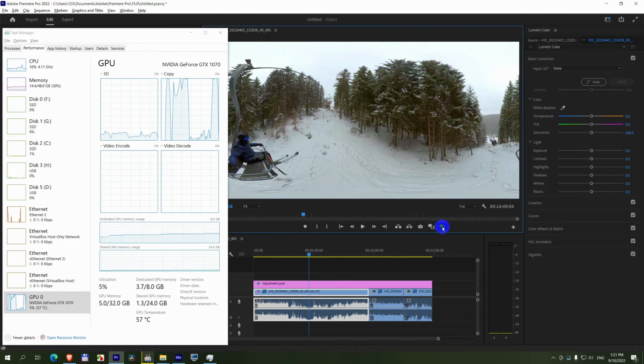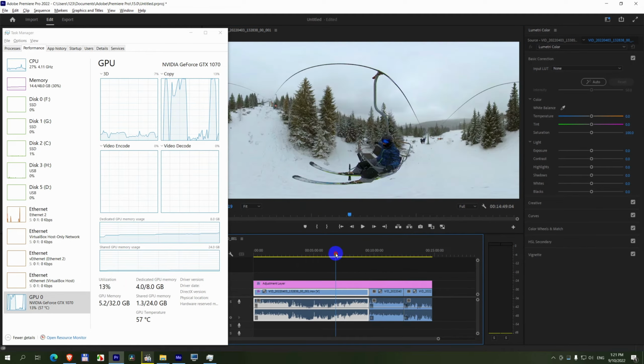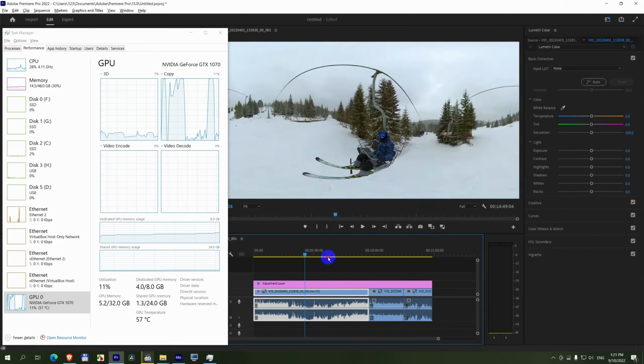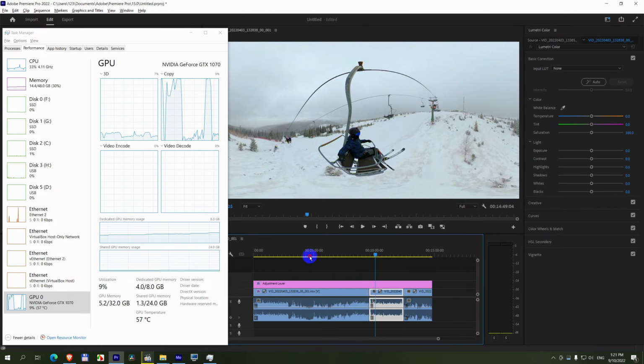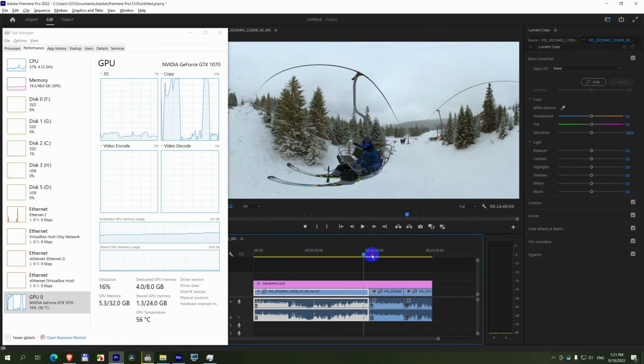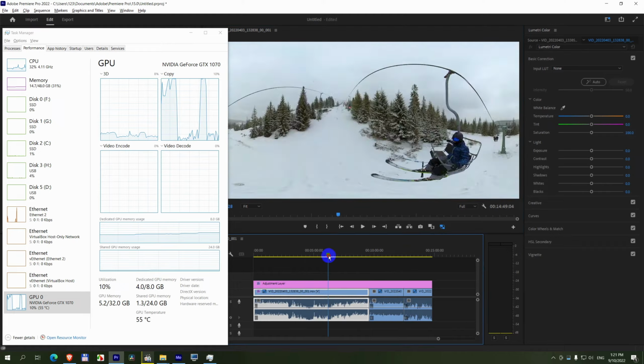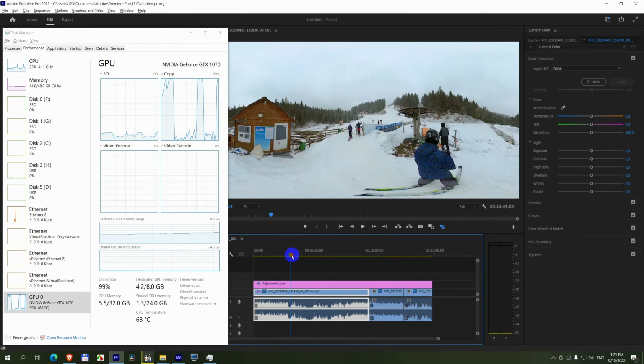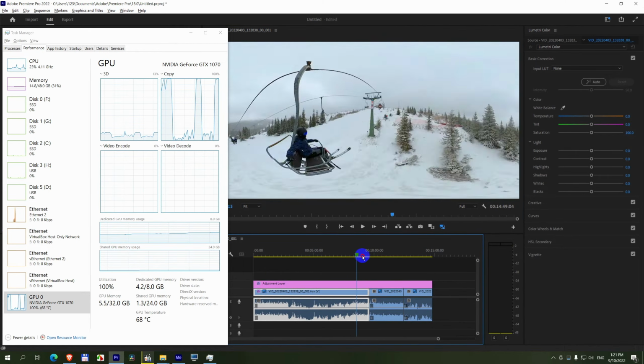Very interesting. Now, without proxies, low frame rate and low GPU usage, 9%, 6%, and with proxies, high GPU usage and high frame rate. Very interesting.